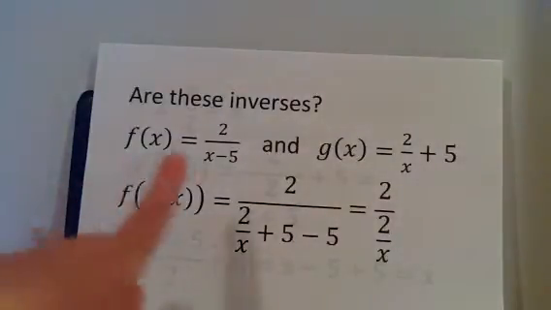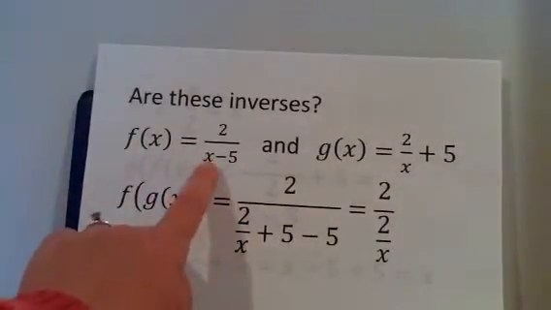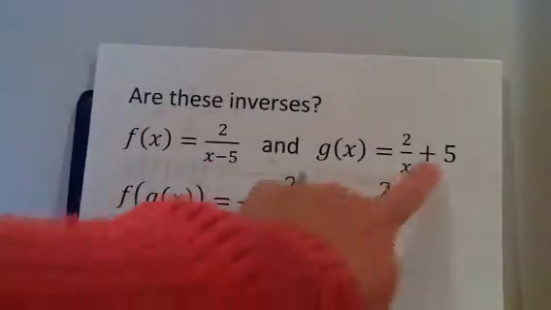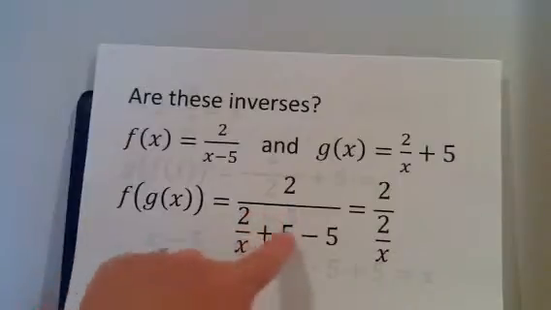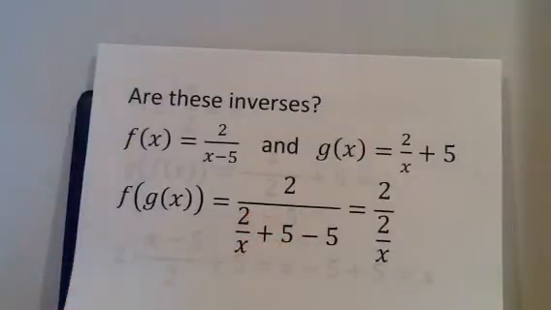That means in function f where there's an x, I'm going to put the entire function g in that spot right there. And that's what this is. This is the entire function g. And then when I take -5 plus 5, that gives me 2 divided by 2 over x.